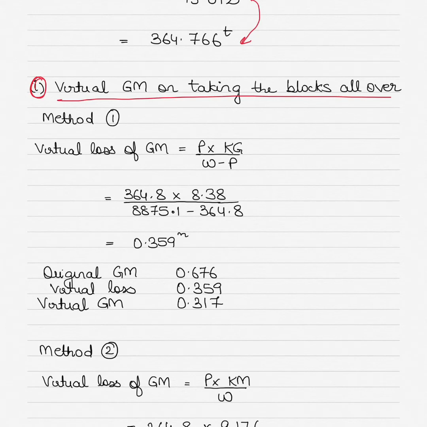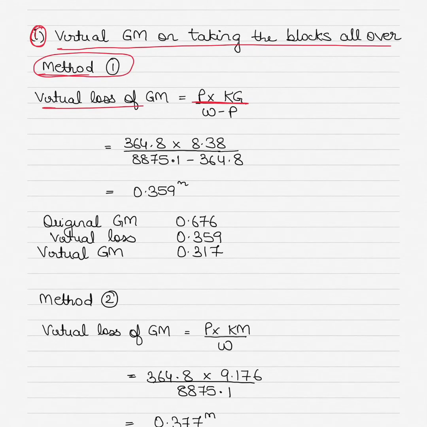So when the vessel takes the blocks all over, when the entire vessel is sitting on the block, you can calculate the virtual GM by two methods. The first method is virtual loss of GM equals P multiplied by KG divided by W minus P. W minus P because, like I told you before, as soon as part of the weight gets transferred, we may assume that the vessel has lost its displacement, like a discharging operation. Although it has not, because it's an apparent thing, a virtual thing, in the first method we assume that there has been a loss of displacement, like a discharging operation.